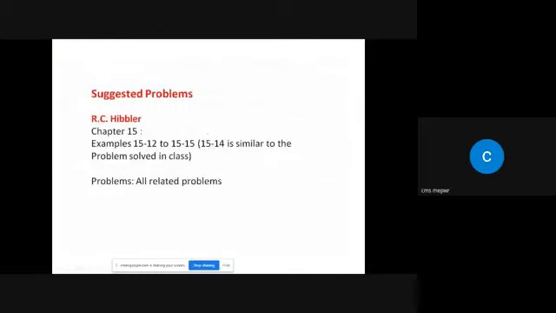The relevant examples are 15-12 to 15-15. The one I did here is very similar to 15-14. In 15-14, only the units are changed. The remaining example is the same as the one I did in class. And then again, you need to look for related problems.